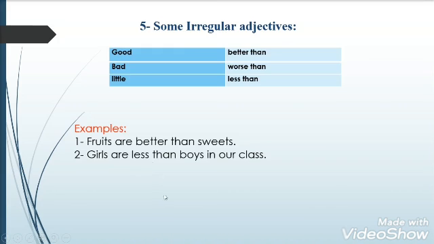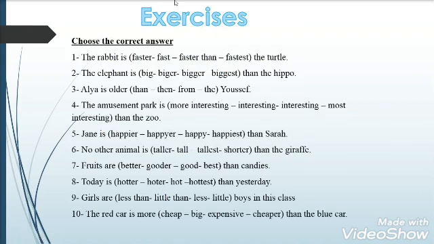Is everyone ready for the questions? Come on. You ready for the questions? Come on everybody, choose the correct answer. Number 1: the rabbit is faster, fast, faster than, fastest the turtle. Here I'm comparing two things, so I will use the comparative.